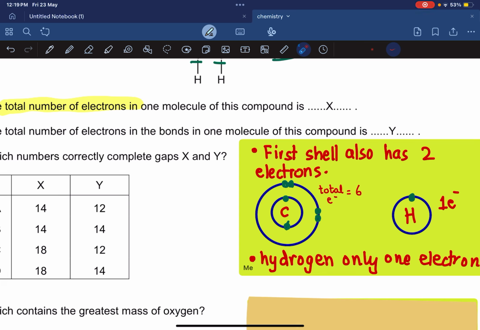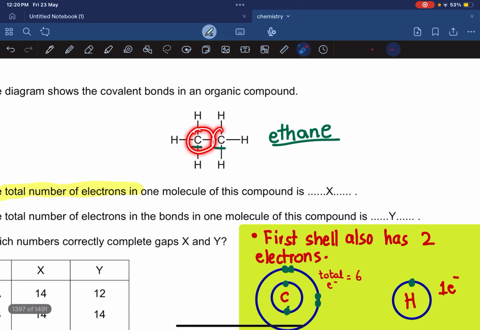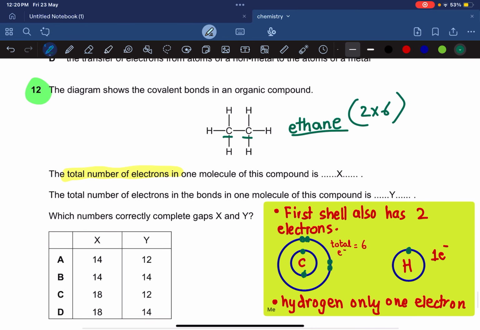Carbon is in group 6. Not group 6, sorry. It is in group 4, and that means it has a total of 6 electrons, because the last shell is going to have 4 and the inner shell is going to have 2. So you have 1, 2, 3, 4, 5, 6 in total. And how many carbons do you have? You have 2 carbons, so that's going to be 2 times 6, because one carbon has 6 electrons. In a covalent compound, no electrons are being lost, no electrons are being gained. The total number of electrons is going to remain constant.